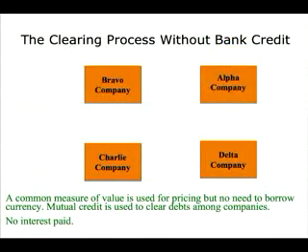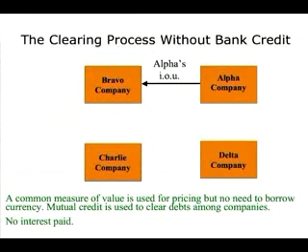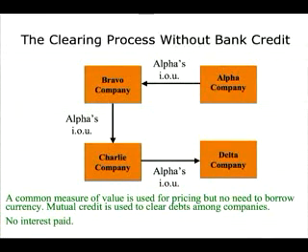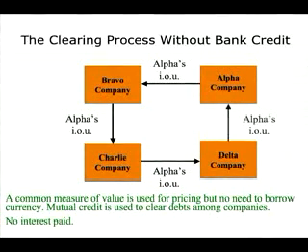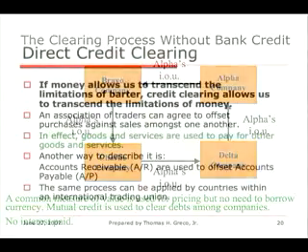Here's the clearing process without bank credit. Let's suppose these 4 companies agree to use their own credit to clear their debts to one another. So Bravo accepts Alpha's IOU as payment. It then passes it on to Charlie. Charlie pays its debt to Delta with that same IOU. And Delta returns Alpha's IOU to Alpha, and all debts are now satisfied. Now, in a credit clearing process, however, we wouldn't be using Alpha's IOU. We would be using the collective credit of the associated members of the credit clearing system.